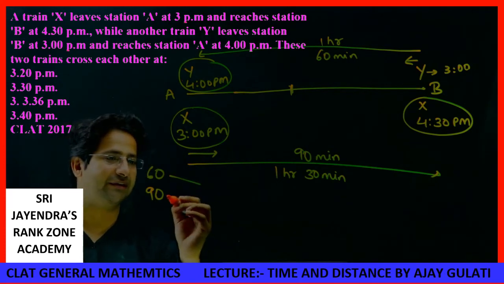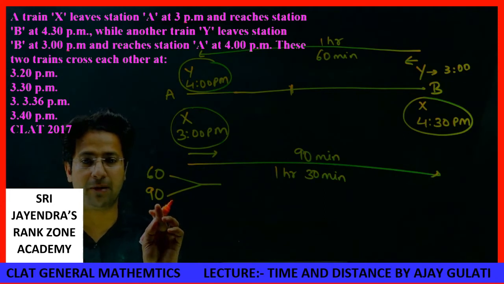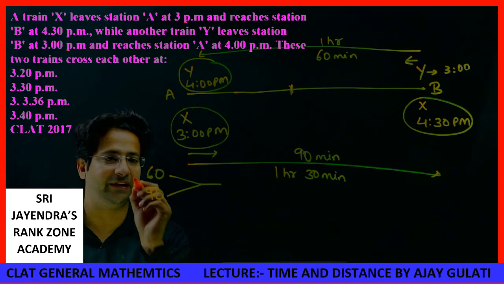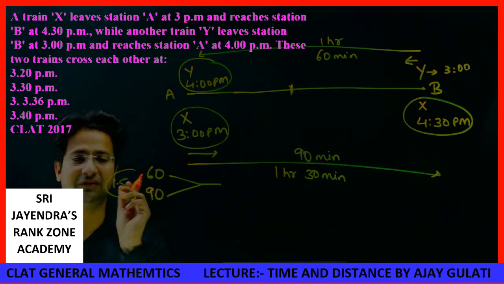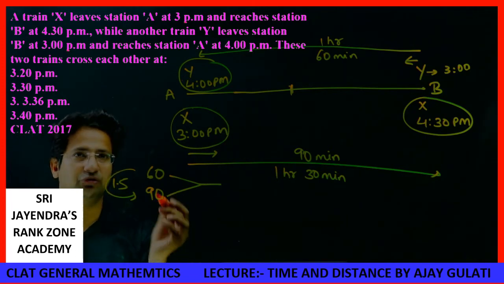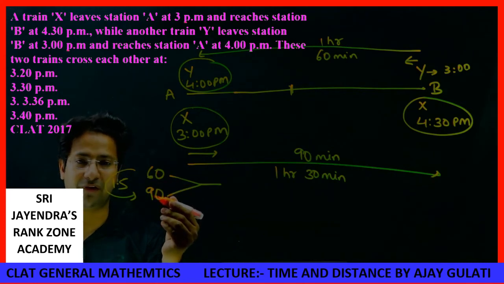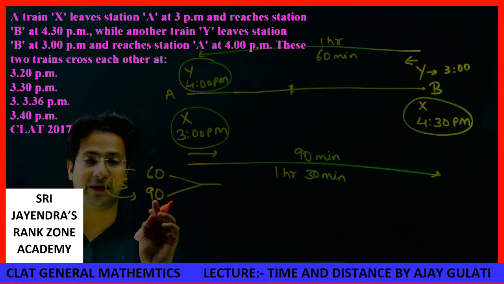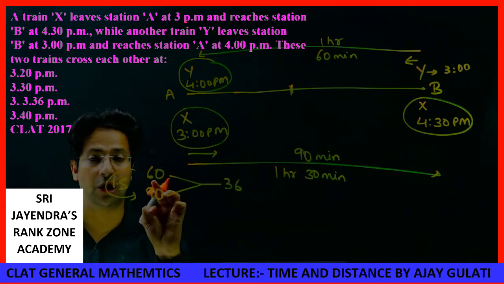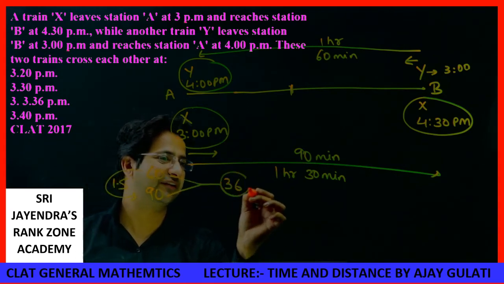This does it in 60 minutes, this does it in 90 minutes. I told you the direct shortcut. When two people can do a piece of work in 60 and 90 minutes, these are in the ratio of 1.5. In the previous video, I told you very clearly, any two values which are in the ratio of 1.5, you multiply the bigger number by 0.4, you will get 36, or the smaller number by 0.6, you will again get 36. They will meet after 36 minutes.